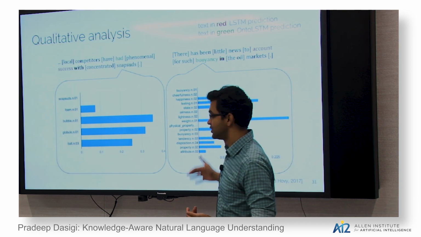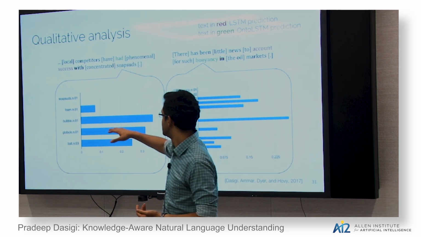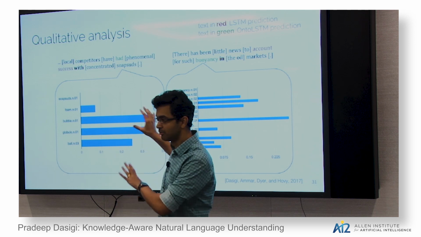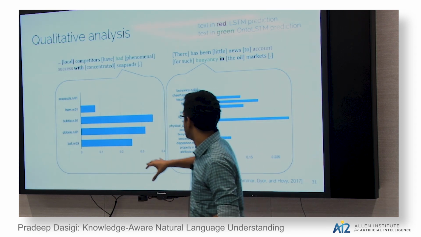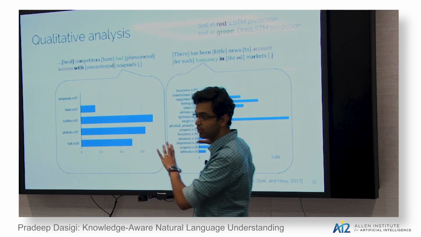But still, the onto LSTM model was able to leverage the information that soap suds is a kind of foam, it's a kind of bubble, and it's a kind of a ball of some sort. And by placing attention on all of these and placing zero attention on the more specific concept, it was still able to get the right prediction.